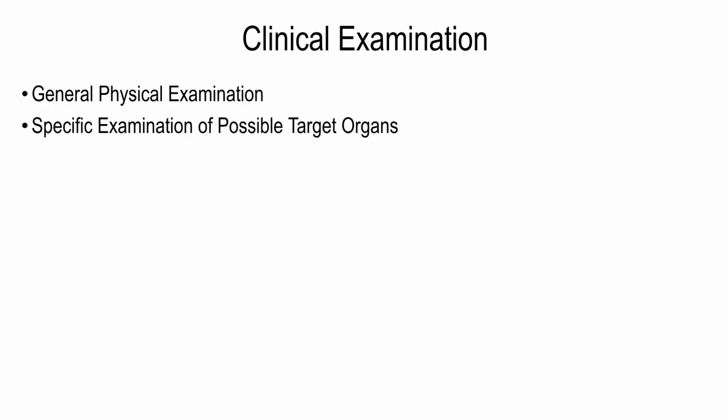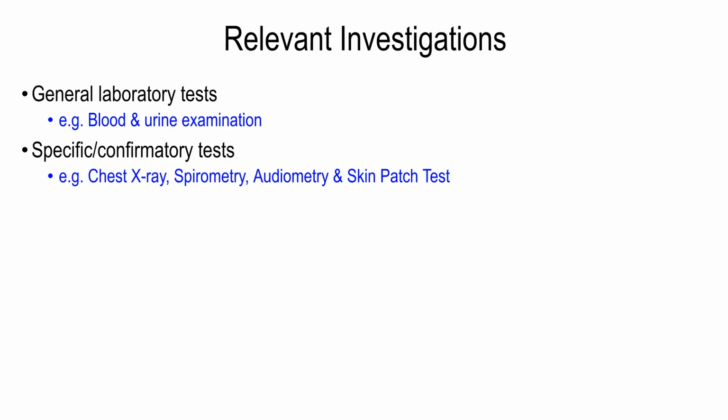Clinical examination consists of a general physical examination and a specific examination of possible target organs related to occupational exposure. Relevant investigations involve general laboratory tests, such as blood and urine exams, and specific or confirmatory tests like chest x-rays, spirometry, audiometry, and skin patch tests.